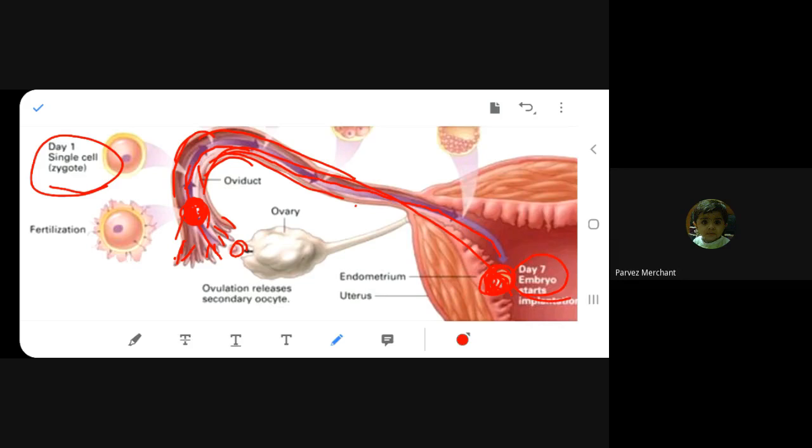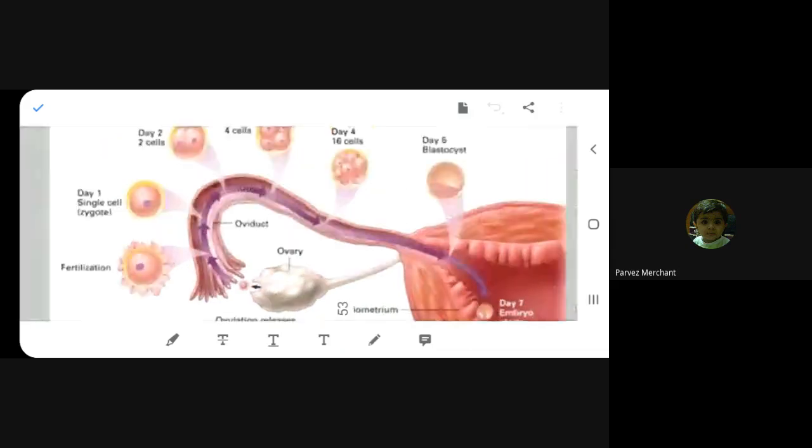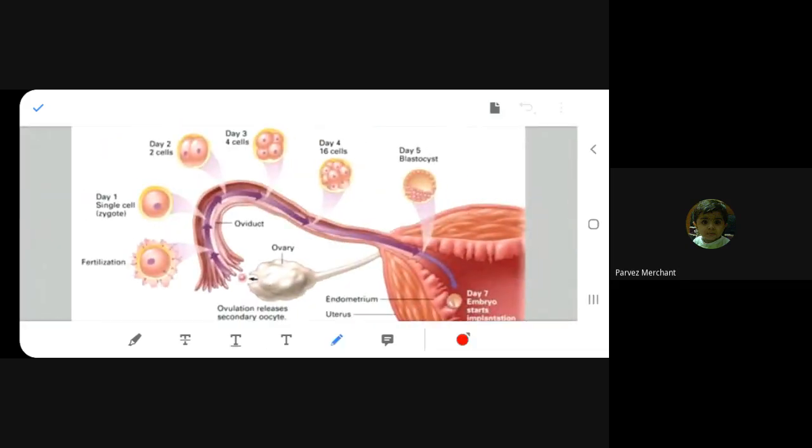Have you understood or not? Yes, ma'am. Rest of you? When it is traveling, this is zygote. You understood? Now it is dividing. Can you see the division? So this zygote is becoming an embryo.